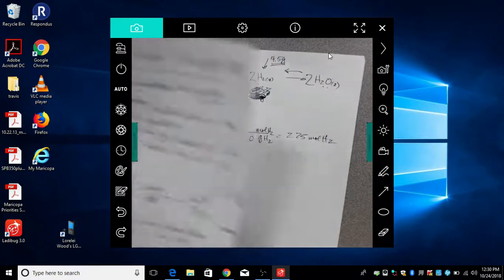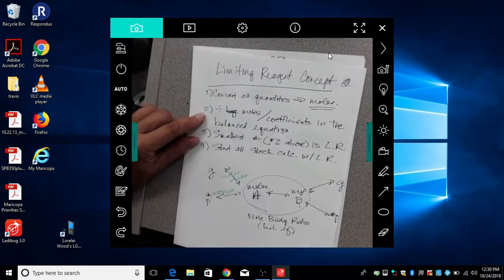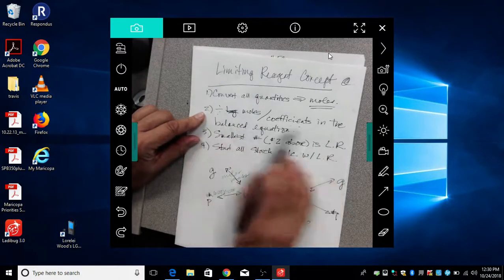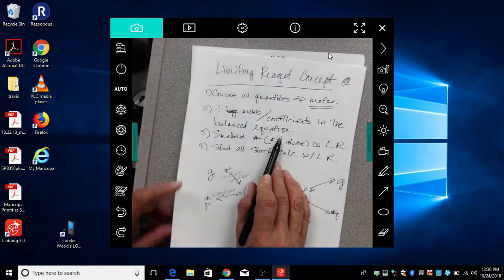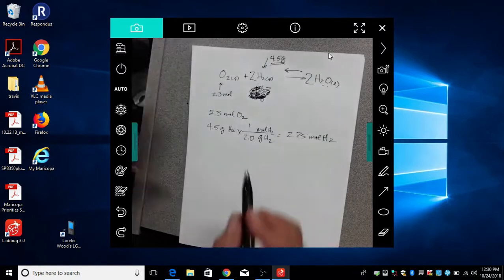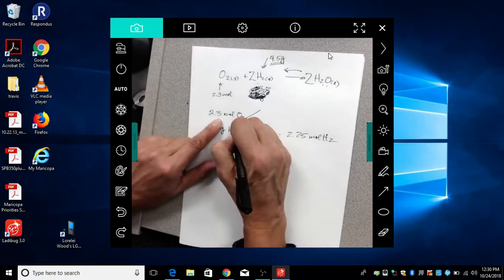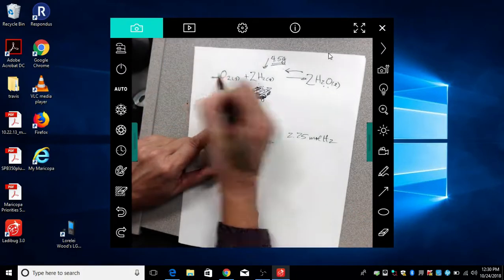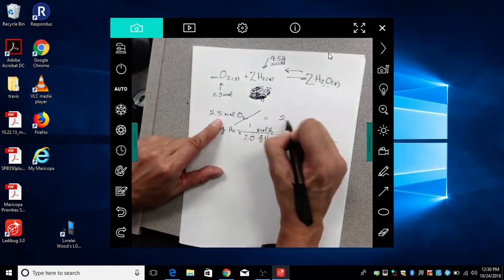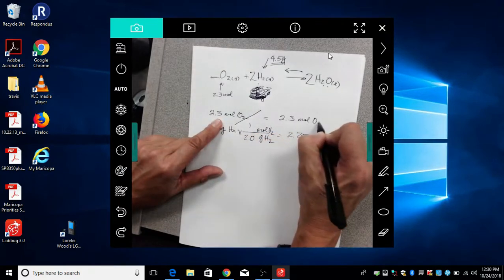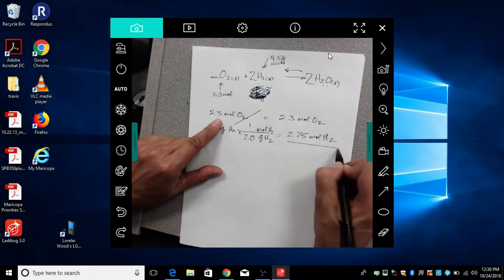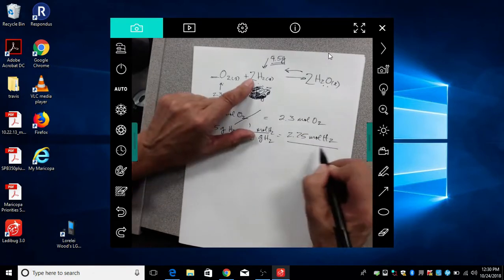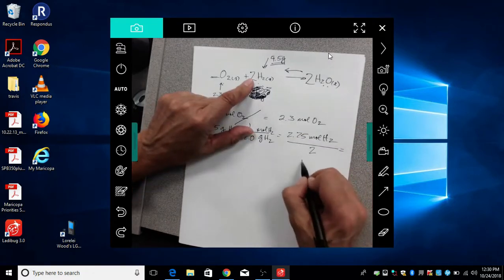All right, so which one do I have less of? Oh, wait, nope, haven't done the next step. Try to jump ahead. Divide the moles by the coefficients in the balanced equation. That's why I always write this down, to keep myself straight. So I'm going to divide 2.3 moles of O2 by 1, because there is no coefficient, so we assume that it's 1. What number am I going to divide the moles of H2 by? 2.